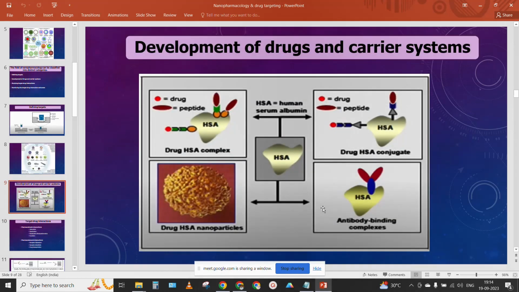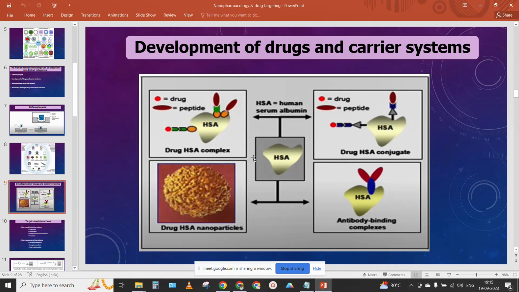Then comes the development of drugs and carrier systems. Here we have HSA, human serum albumin. We can make biocompatible and biodegradable nanocarriers which can deliver the drug to the targeted binding sites. Here, as you can see, we have antibody binding complexes, drug HSA conjugates, and drug HSA nanoparticles. For example, we can use human serum albumin as one of the highly biocompatible and biodegradable materials as a nanocarrier. We can load them with any kind of drug, hydrophobic or hydrophilic, and we can also target these HSA carriers to a particular location.